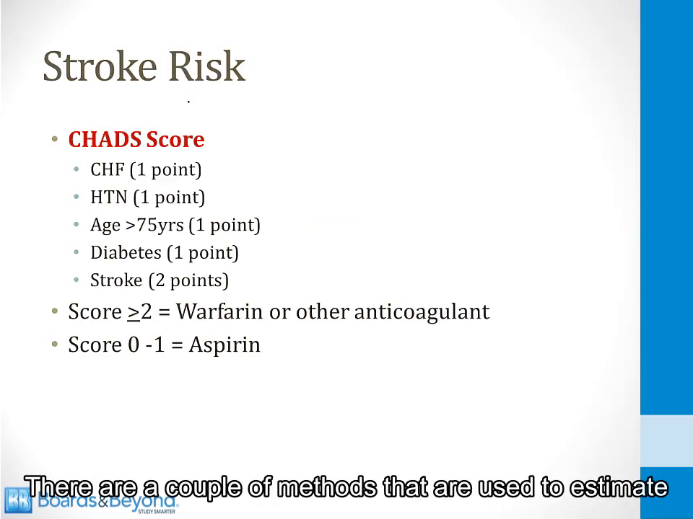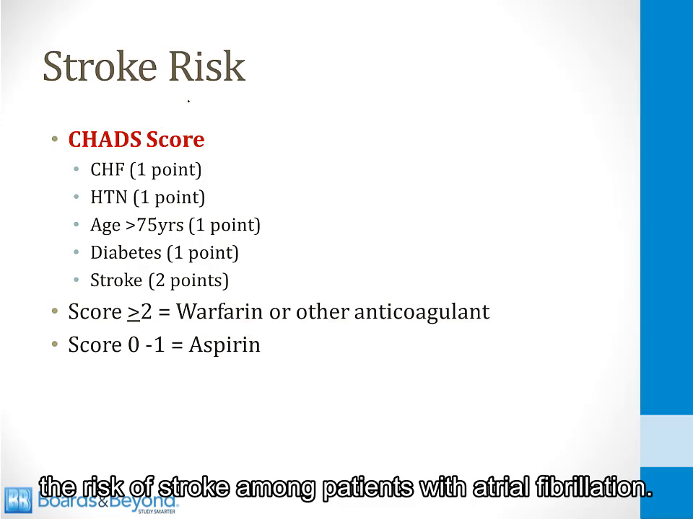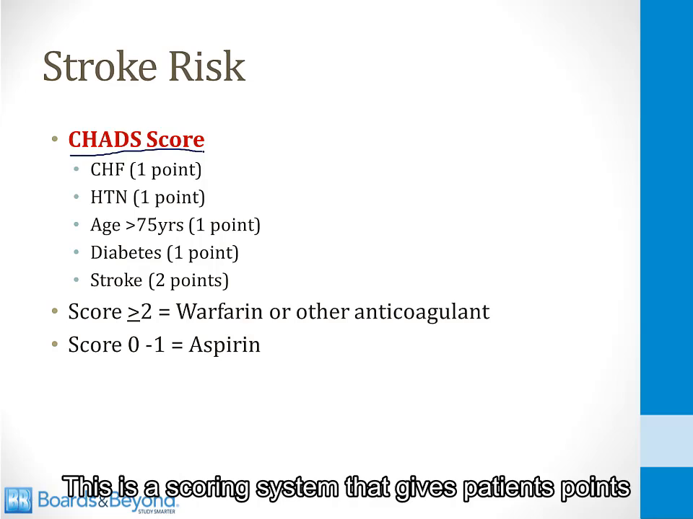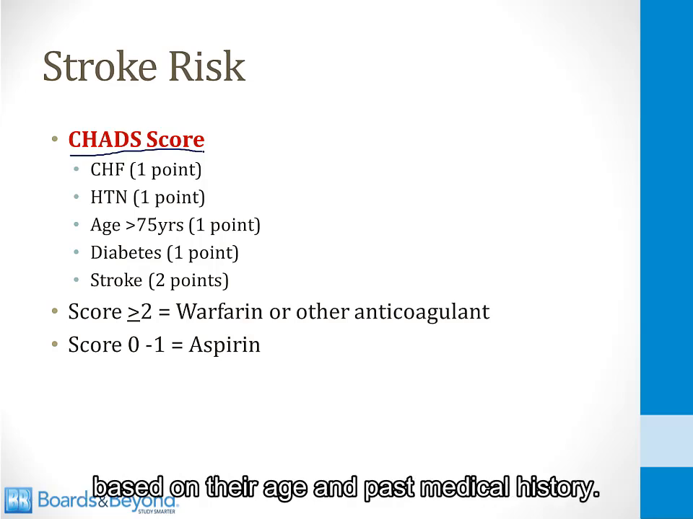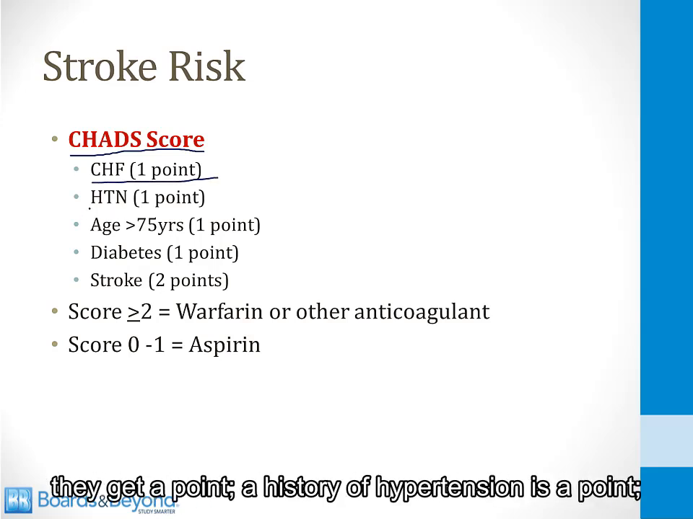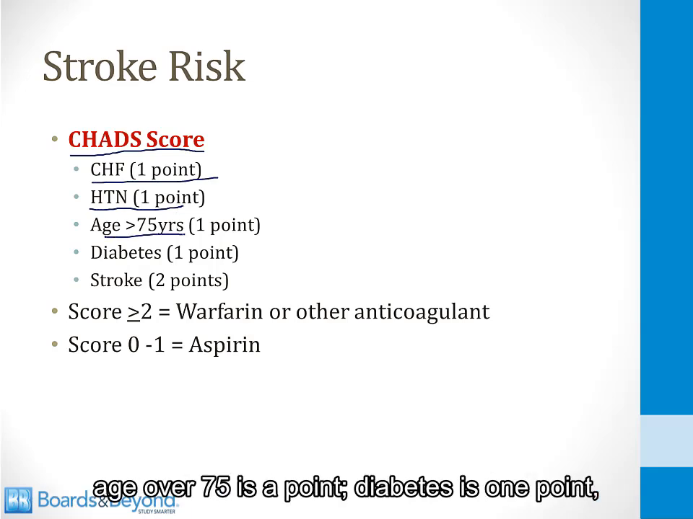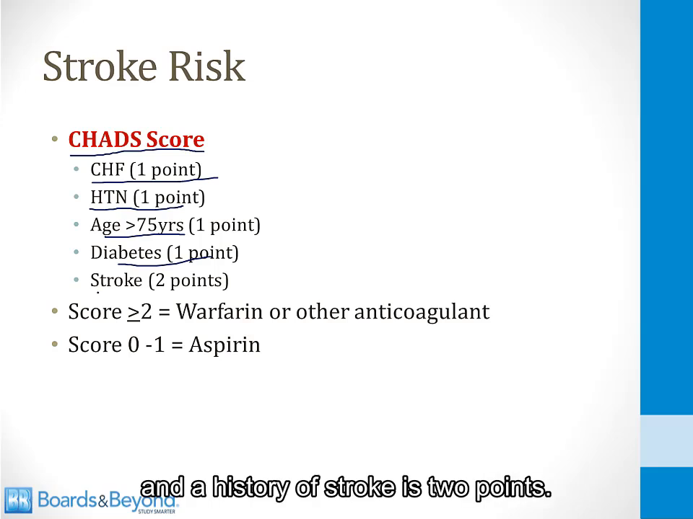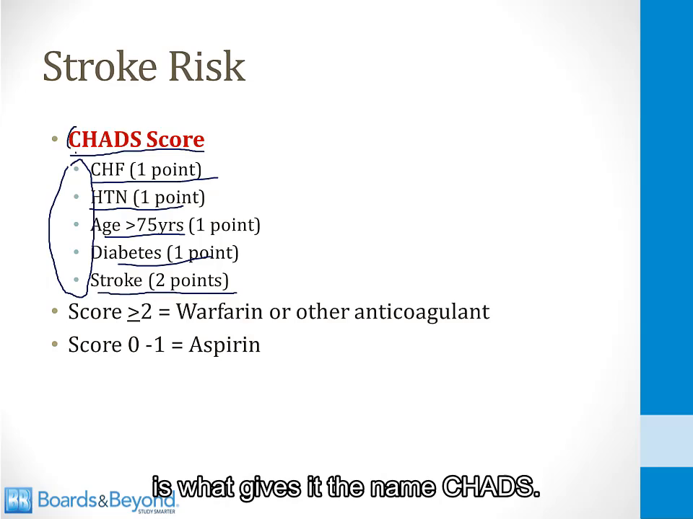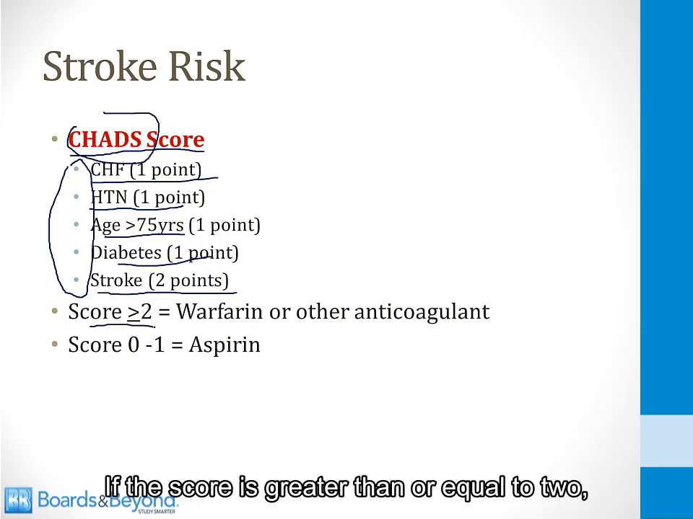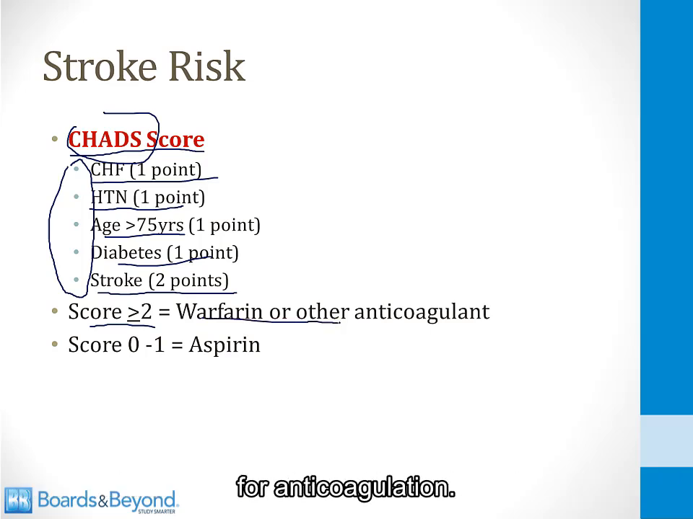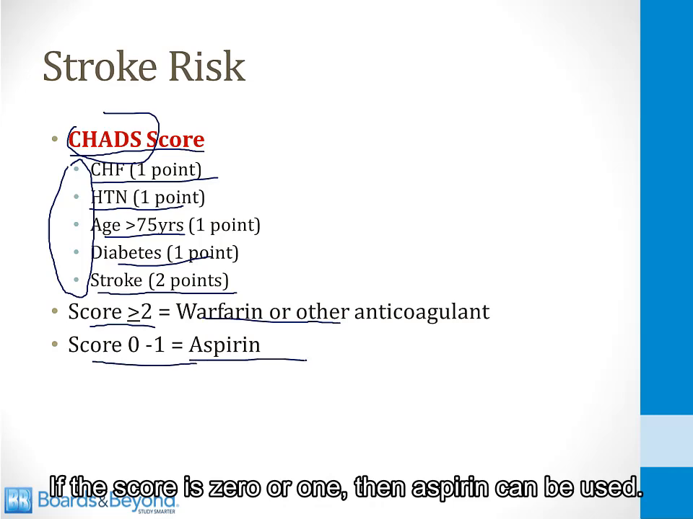There are a couple of methods that are used to estimate the risk of stroke among patients with atrial fibrillation. One of them is called the CHADS score. This is a scoring system that gives patients points based on their age and past medical history. So if they have a history of congestive heart failure, they get a point. A history of hypertension is a point. Age over 75 is a point. Diabetes is 1 point. And a history of stroke is 2 points. And the first letter of all of these risk factors is what gives it the name CHADS. If the score is greater than or equal to 2, then warfarin or some other anticoagulant should be used for anticoagulation. If the score is 0 or 1, then aspirin can be used.